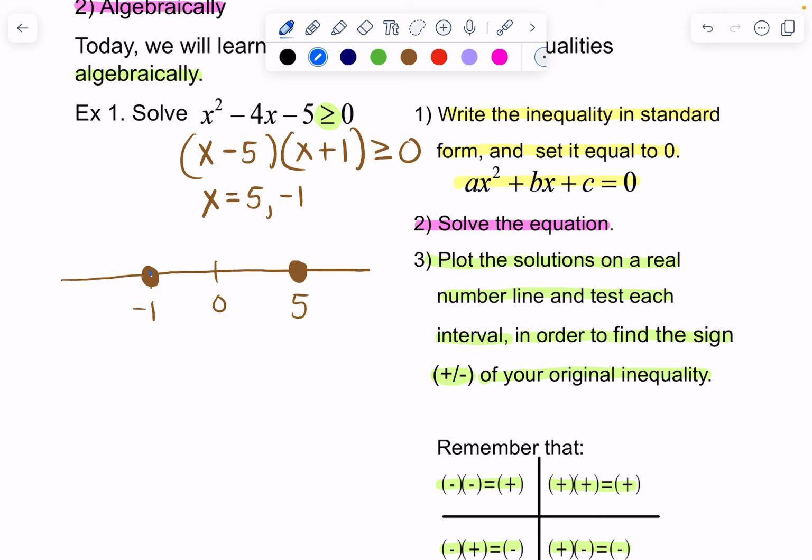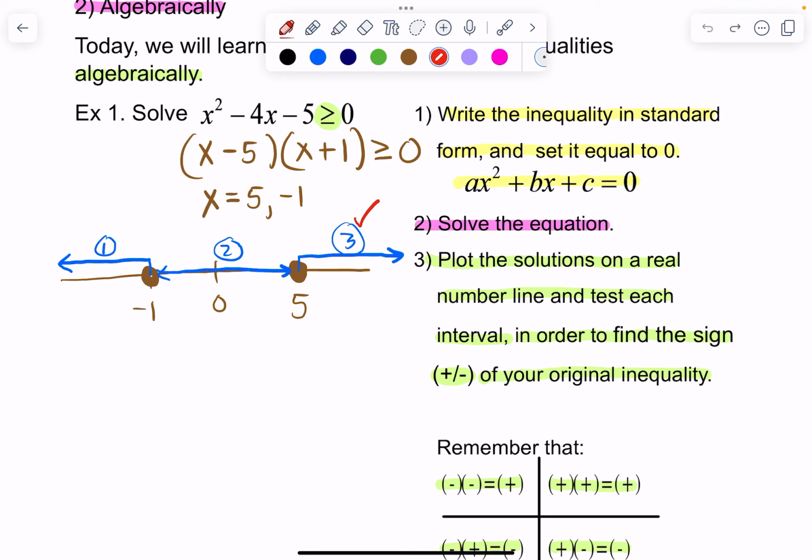My solutions can either be less than or equal to negative 1, that's test zone 1. In between negative 1 and 5, that's test zone 2, or greater than or equal to 5, which is test zone 3. Now you can choose a value from either test zone. It does not matter. But here's the kicker. If test zone 1 works, then test zone 3 works, and test zone 2 does not work. Vice versa. If test zone 3 works, then 1 works and 2 does not work.